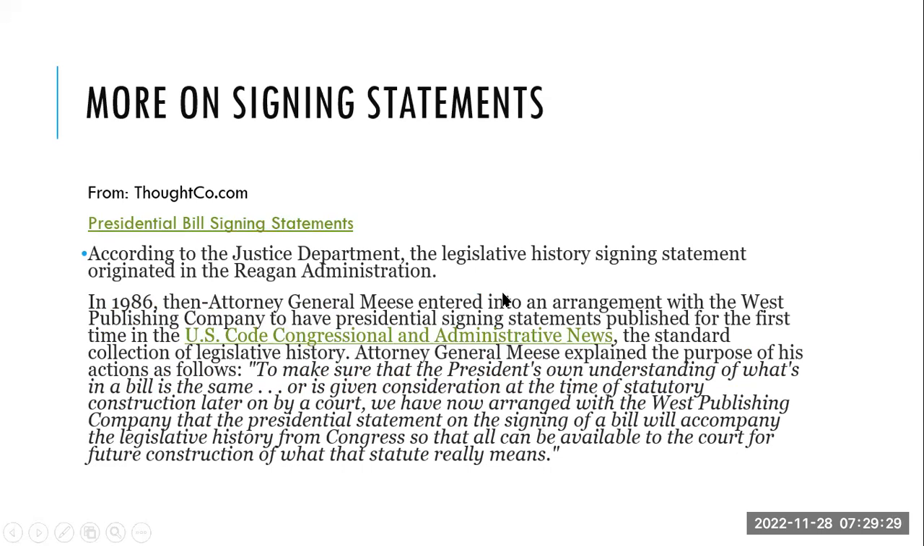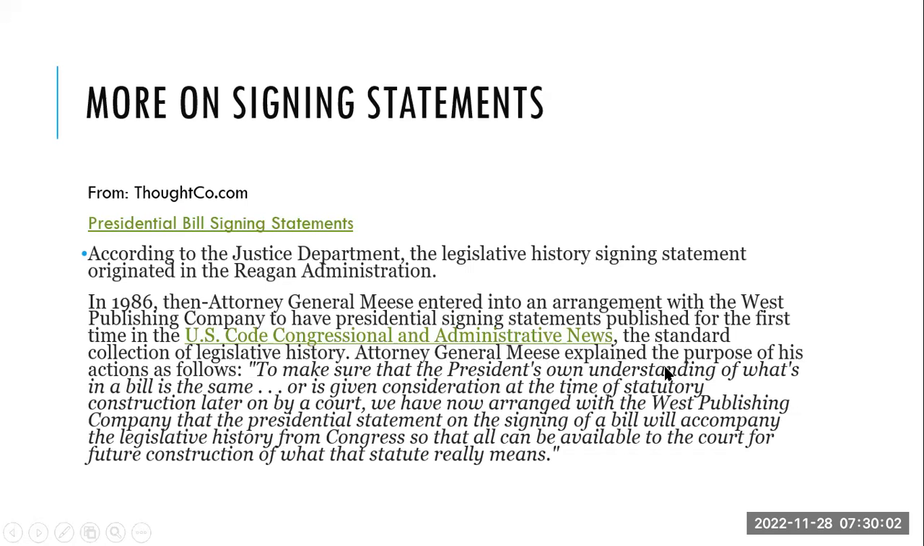According to the Justice Department, the legislative history signing statement originated in the Reagan administration. In 1986, then Attorney General Meese entered into an arrangement with West Publishing Company to have presidential signing statements published for the first time in the U.S. Code, Congressional, and Administrative News. So it's exclusive to these volumes, the standard collection of legislative history.